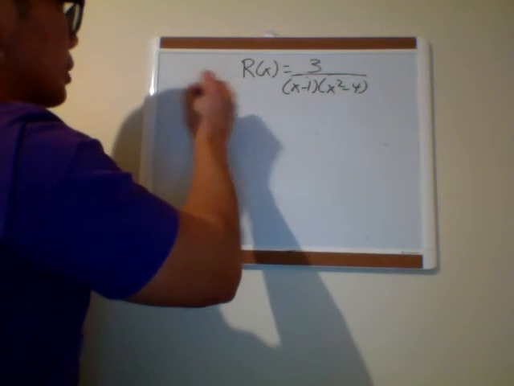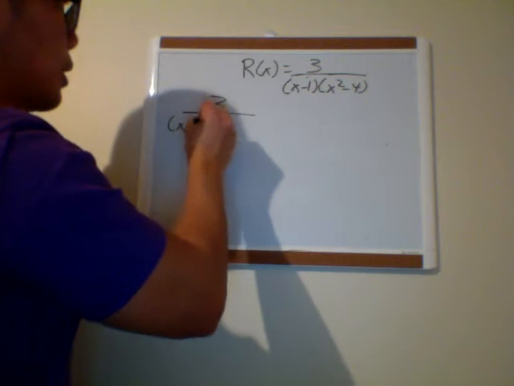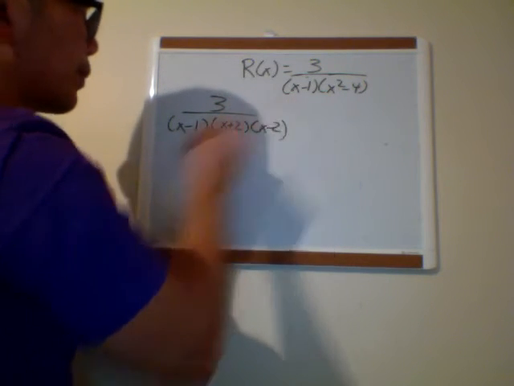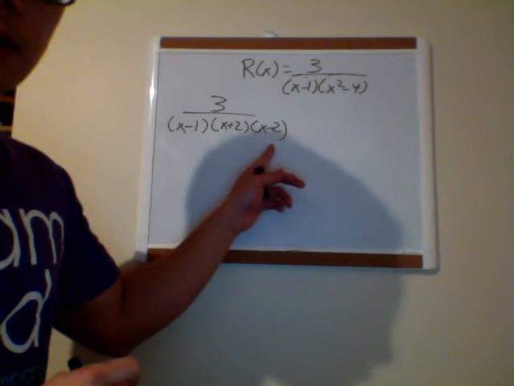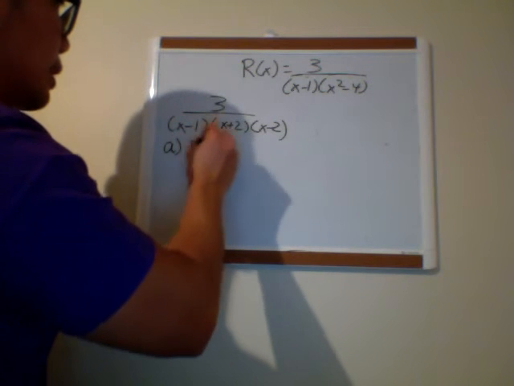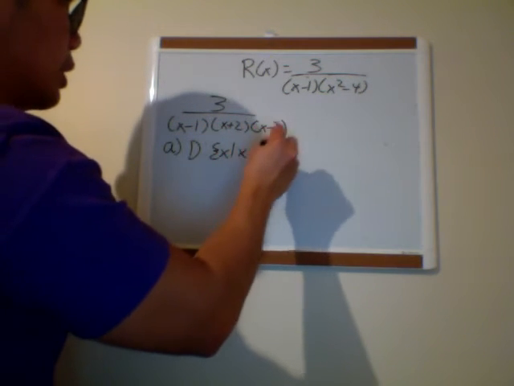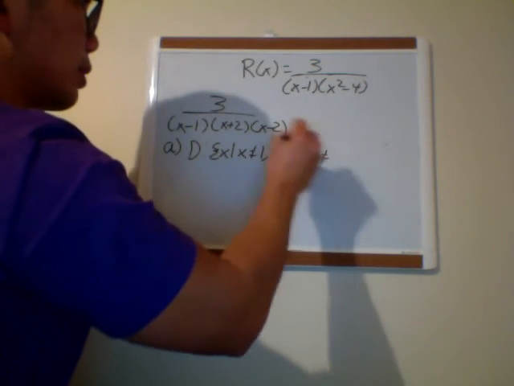So this becomes 3 over x minus 1, x plus 2, x minus 2. And then my domain, the denominator cannot be 0, so this is letter A, my domain is all x such that x cannot equal 1, x cannot equal negative 2, and x cannot equal 2.